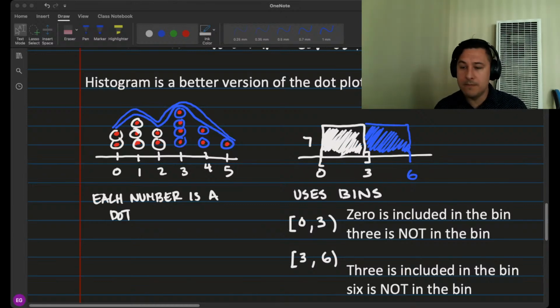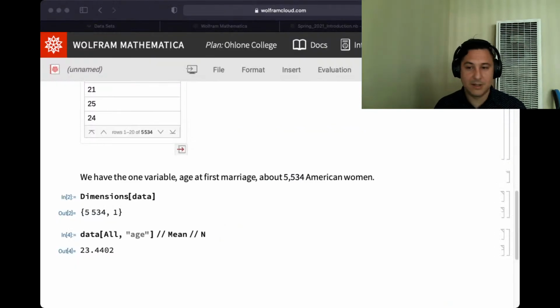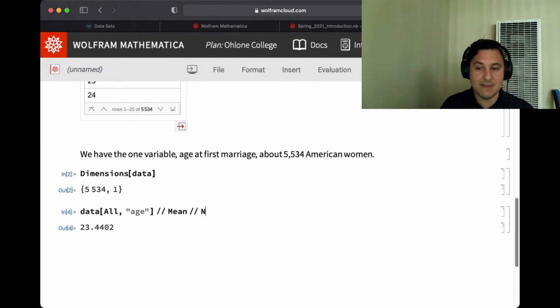Okay, so last thing we're going to do is I'm going to show you how to have Wolfram make this for you, because graphing it by hand is really annoying. Oh, that's not what I wanted. That's what I wanted. Okay, so the nice thing about Wolfram is that the command to do the histogram is going to be a lot like the command to do the mean.